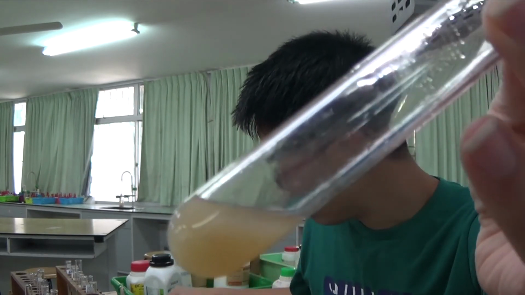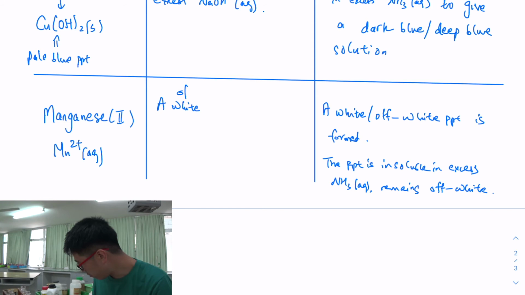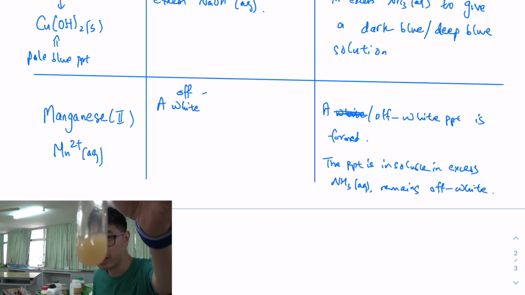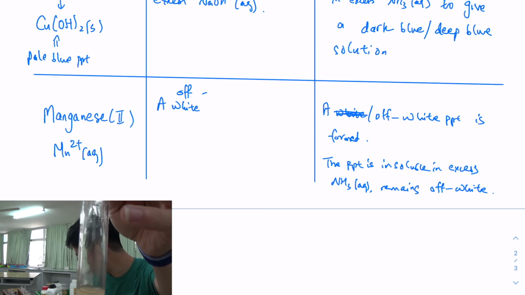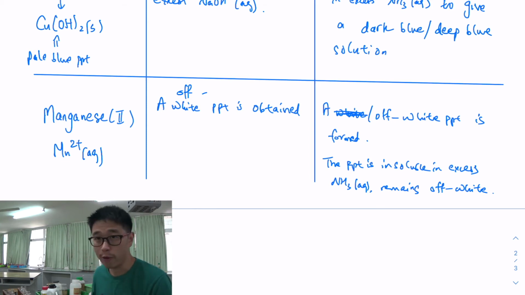So this was the sodium hydroxide. So again, you get a white. Well, actually, off-white would have been better because it was definitely not white. It's definitely not white in sodium hydroxide. So I call it off-white. PPT is obtained. So you can't really call it white PPT, yeah? So I should knock off the white PPT with the ammonia just now, yeah?